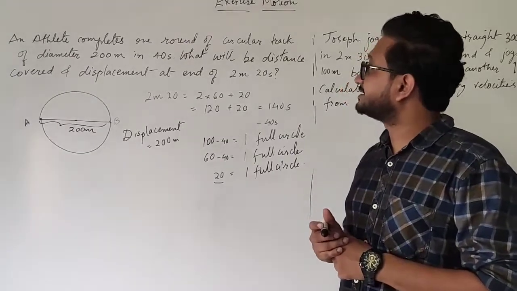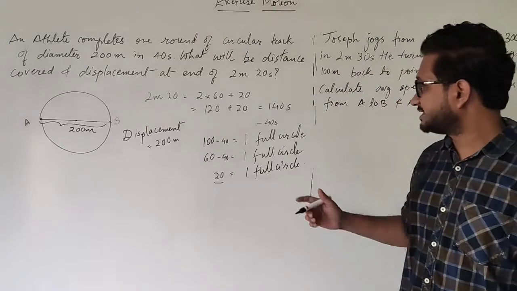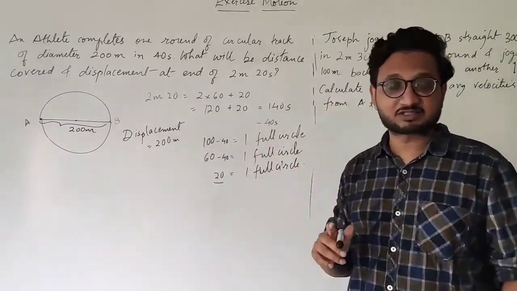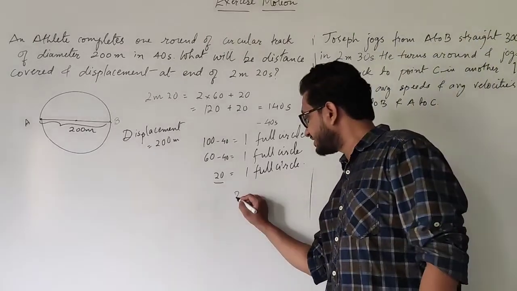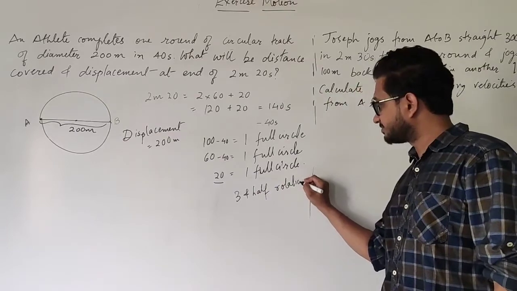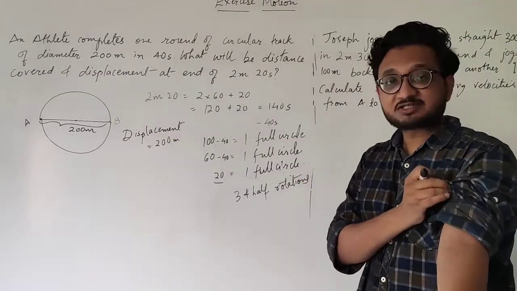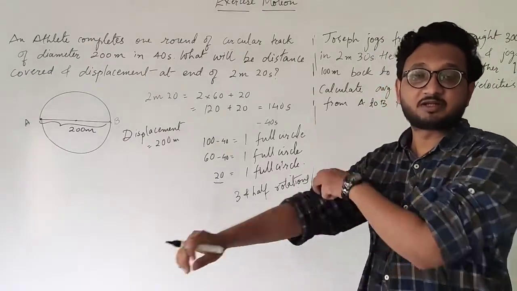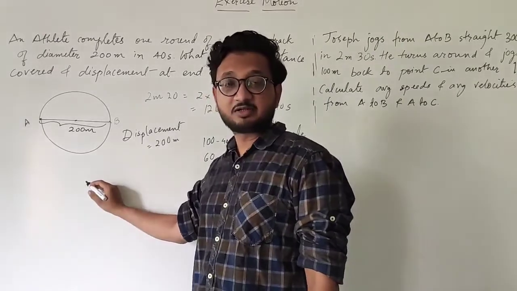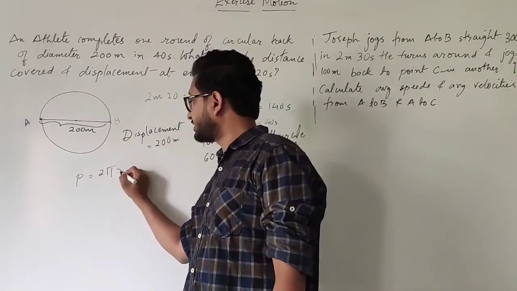The next part is, what is the distance? Now this is getting complicated. How many circles did he complete? 1, 2 and 3: 3 full circles and half of a circle. So the athlete has completed 3½ rotations. To calculate this, we need the perimeter. And what is the perimeter of the circle? The circumference, or perimeter, is equal to 2 pi r.